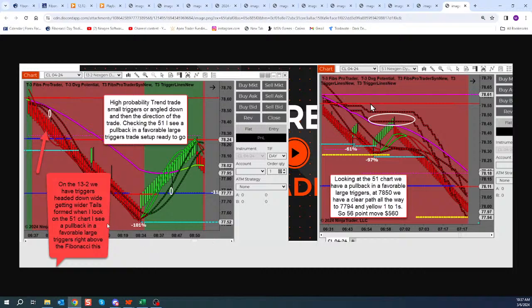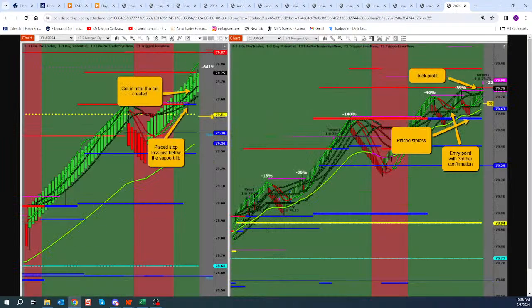On the 13.2, we have triggers headed down, wide, getting wider, tails formed. Look to the 5-1 chart. I see a pullback in favorable large triggers right above Fibonacci resistance, 702. Hey, Rob, perfect. Absolutely perfect. Nice job. Large chart, down, strength. Small chart, sell high. I love it. It's all coming together, brother. It's all coming together.